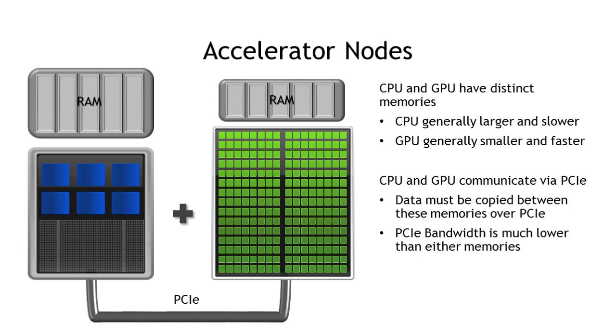And the bandwidth of the PCI Express bus, how much data we can copy across that bus, is much lower than that of the main memories. So we want to do that as rarely as possible. What we want to do is start on the CPU, put as much data as we need on the GPU, leave it there as long as possible, and then copy it back.